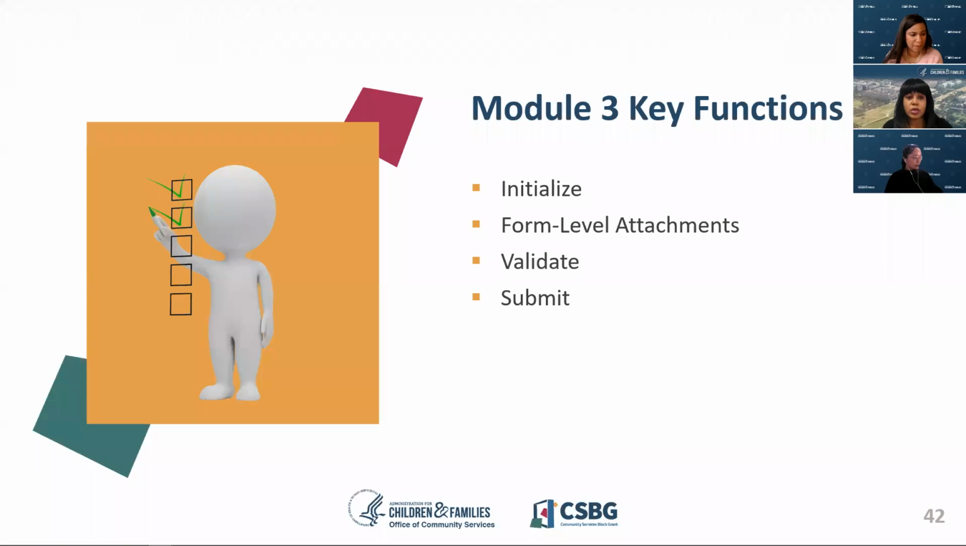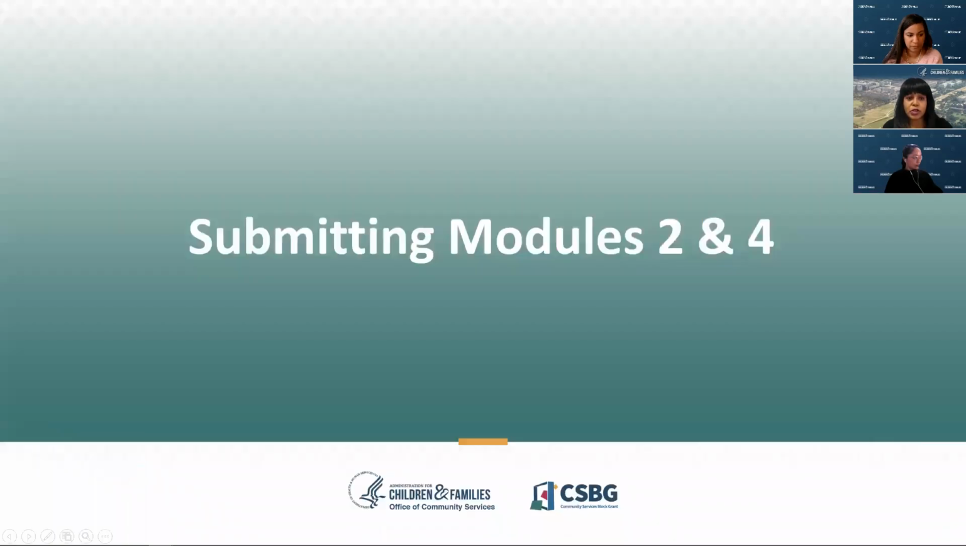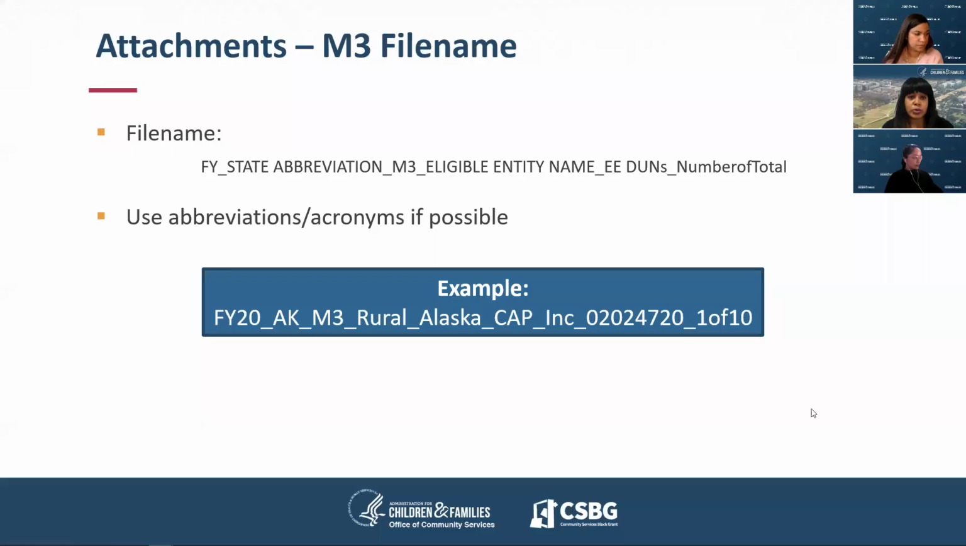If you can use the file name for module 3 as fiscal year, state abbreviation, M3, the name of your eligible entity, and your DUNS number, and the number of attachments that you have. So if you have 4 forms under one eligible entity, it would be 1 of 4, 2 of 4, etc. And please use abbreviations and acronyms if possible.